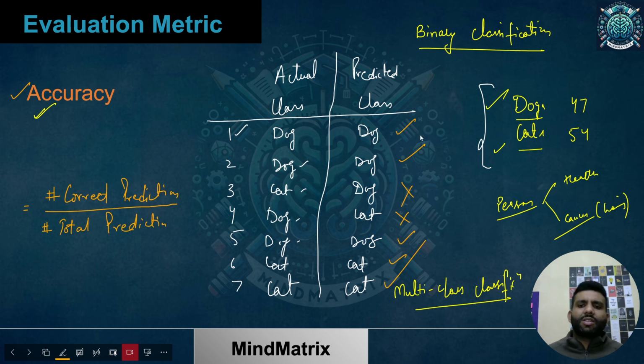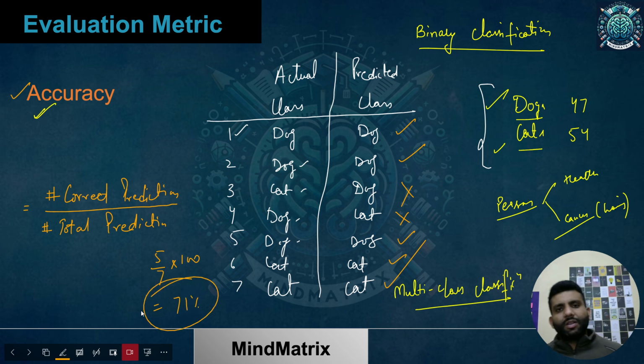So you can simply see over here it's 5 by 7, and if you would like to find out in terms of percentage, you can just multiply it by 100 and you'll get it. So it would be around 71% something. 71% accuracy would be there if we just follow this. So this is accuracy, very simple. I hope you have got this idea.